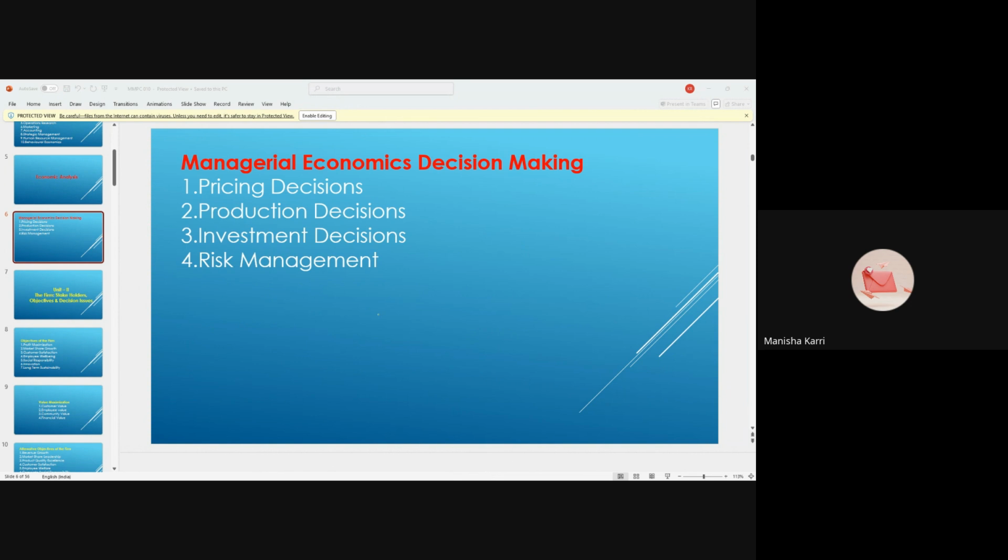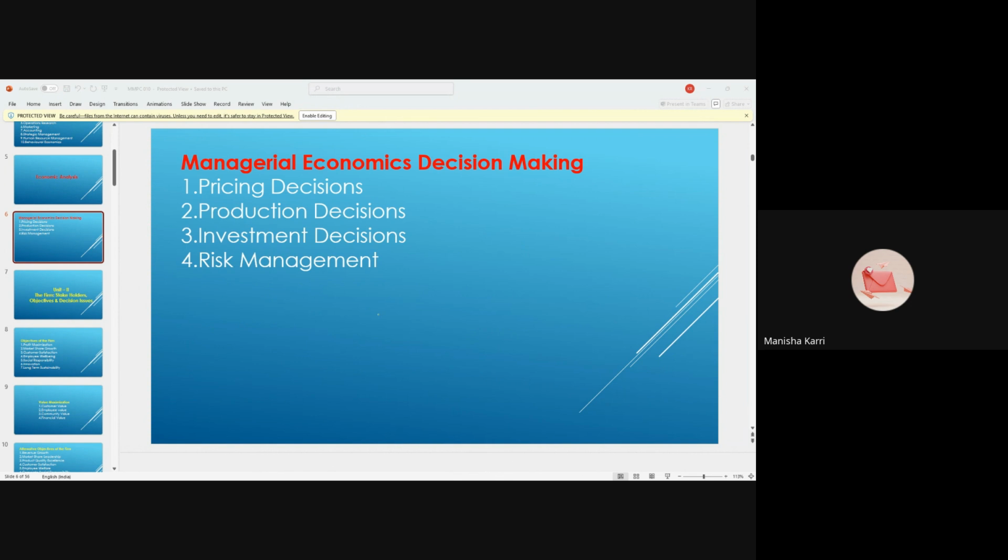Next, coming to production decisions. You can assume a manufacturer might use cost analysis to decide whether to invest in new technology that will reduce production cost over a long period of time. This is nothing but production decisions. And investment decisions: a company may employ capital budgeting techniques to evaluate the feasibility and profitability of expanding into a new market or launching a new product line, which is nothing but investment decisions.